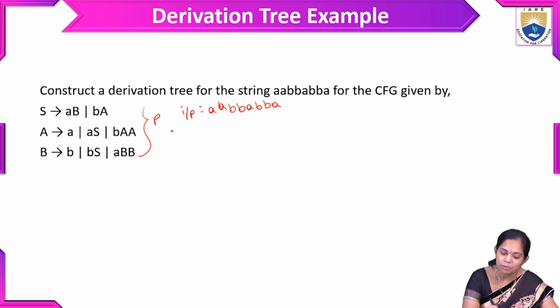As we discussed in derivation, the first step is to write the grammar. Grammar is nothing but a 4-tuple. The first is the non-terminal set, represented with V, then the terminal set, represented with capital T, then the production rules, and finally the start symbol. These are the 4-tuple representation of the grammar.